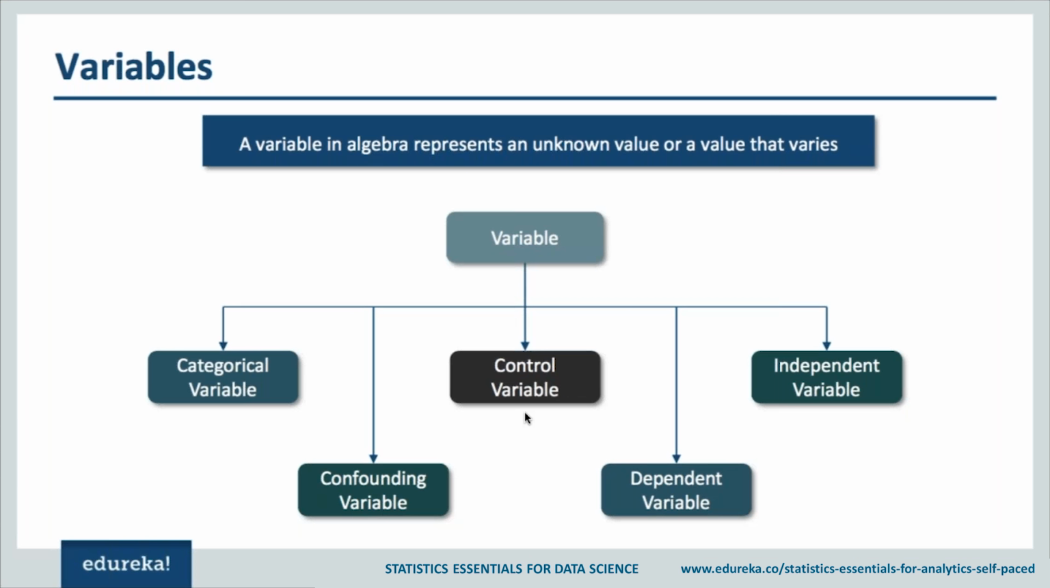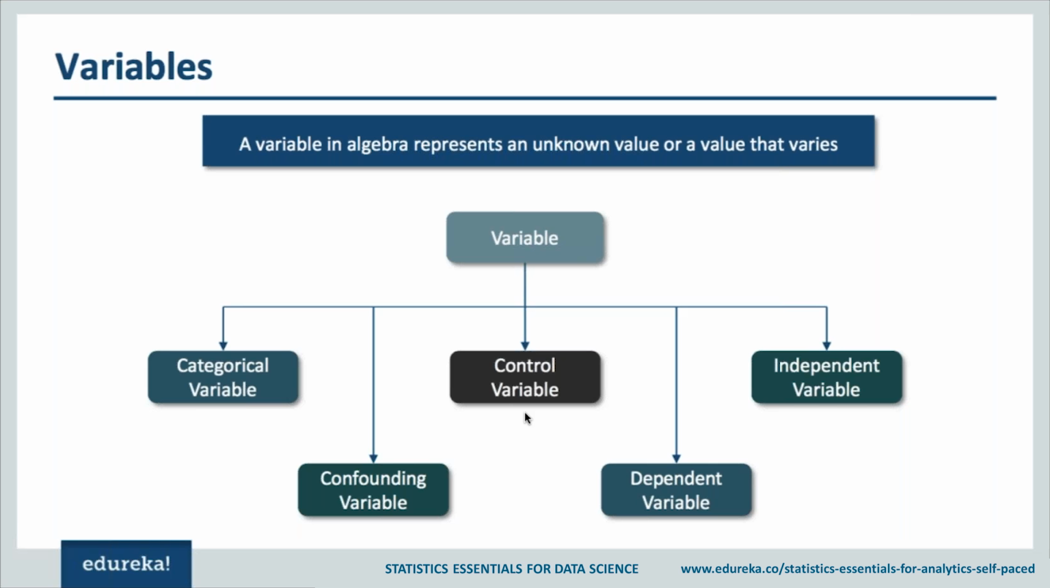So apart from the data, now we are talking about variables. And we all know in mathematics we have a habit of taking variables, right? If you want to solve any equation, let's say y equals mx plus c, then you have y and x as two variables. It represents an unknown value or a value that varies. That's called a variable. The variable can be further divided into many categories: categorical variable, control variable, independent variable, confounding variable, and dependent variable.